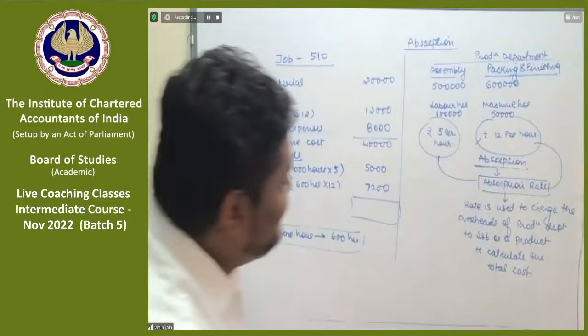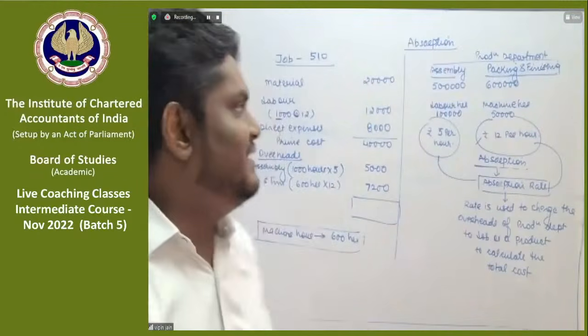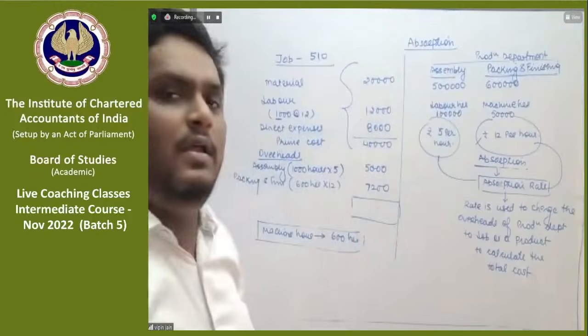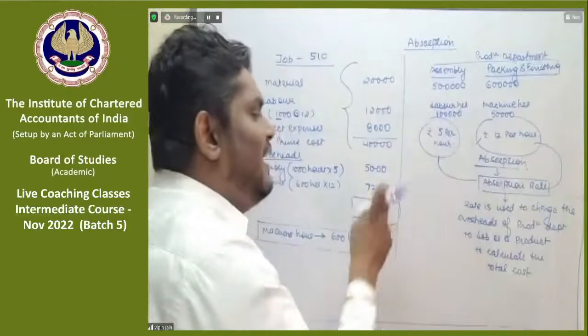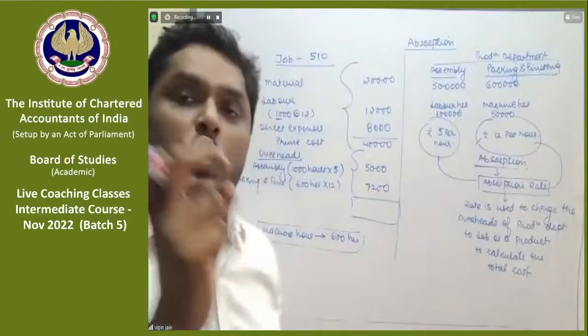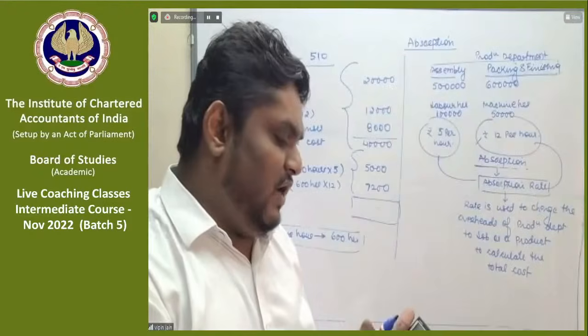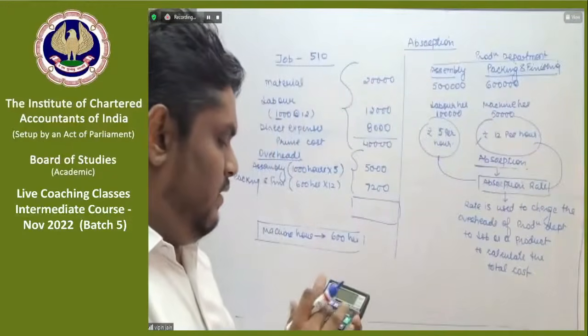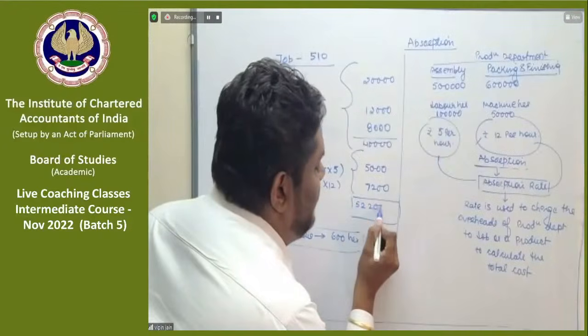So now we can easily calculate the total cost of the job, wherein whatever expenditures are specifically incurred plus the expenditures that are incurred as a whole are charged to this job to calculate the total cost of the job. So 40,000 plus 5,000 plus 7,200. This will be 52,200. That will be the cost of the job.